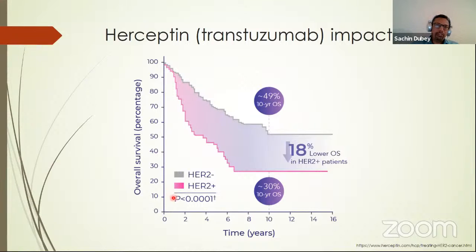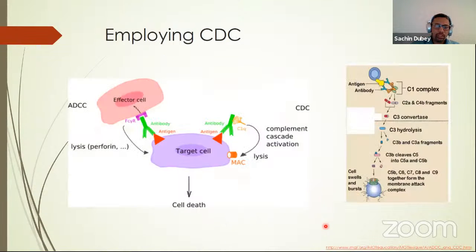One more time, here the depiction is in a different way. Here it's a depiction of the performance of Herceptin, trastuzumab, where in HER2 positive patients there is an increase in overall survival by 18%, and this time over a much longer period of time.